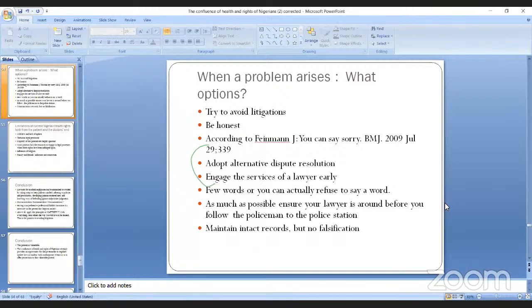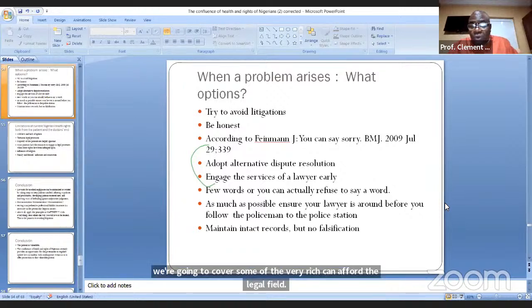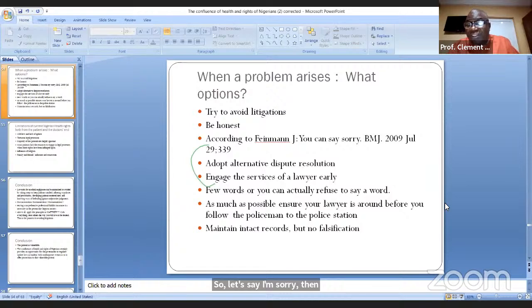Some of them are very rich and can actually afford the legal fees and all that, but they want to teach you a lesson. So let us say, I'm sorry. Then adopt alternative dispute resolution, ADR. What you do is to get a lawyer from both ends, your end and the patient's end, to meet and say, well, I mismanaged this patient. They'll come to a compromise. If the patient spent $2 million to correct what you caused, and you add the psychological injury and the agony they went through, they may say we need $4 million from you.